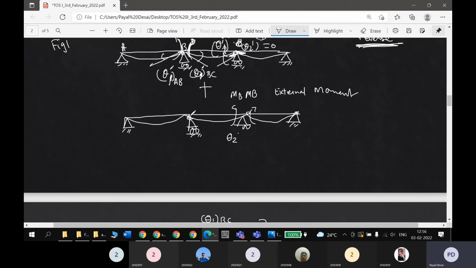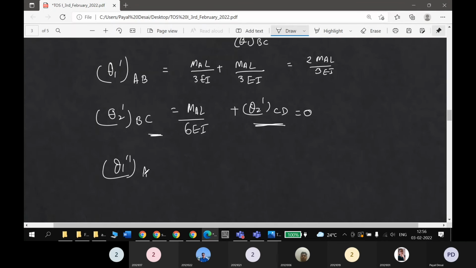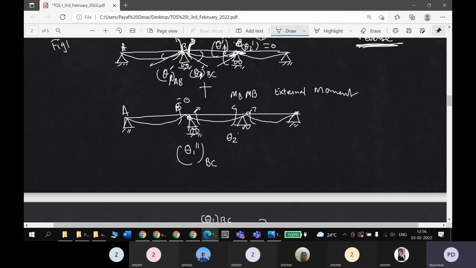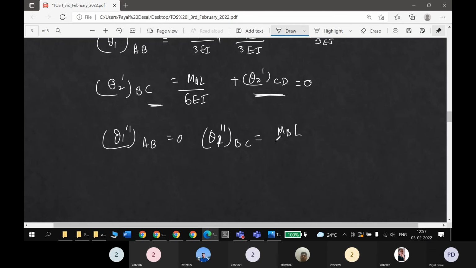case, here look, we have to calculate these rotations. So this rotation will be theta 1 double dash, okay, due to span BC, because there is nothing in AB, so in AB this rotation will be 0. So theta 1 double dash due to AB will be 0 and theta 1 double dash due to BC will be what? Half of this, meaning it is the far end, so MB is applied here, and how is this formula? At the far end the rotation is ML over 6EI, so this rotation will be 0 but this rotation will be MBL over 6EI. So we may write MBL over 6EI.